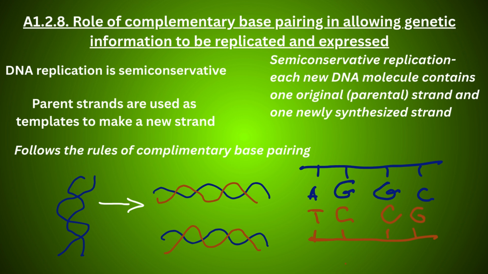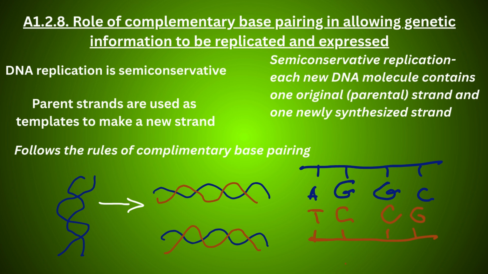DNA structure explains how it replicates. Replication must be accurate because DNA carries genetic information passed to offspring. DNA replication is semi-conservative. Each original strand acts as a template for a new strand. After replication, each new DNA molecule has one original strand and one new strand.